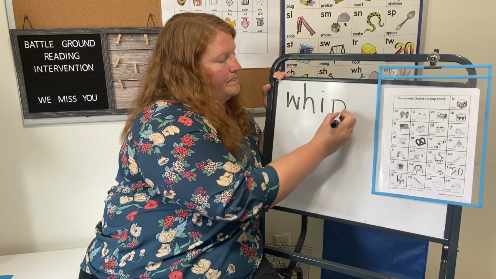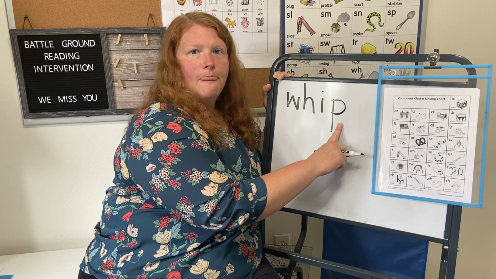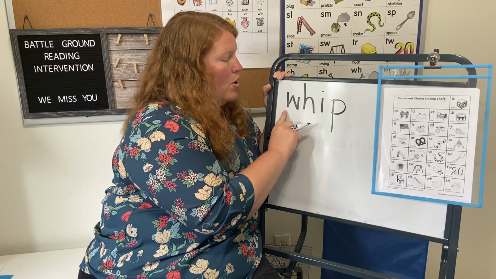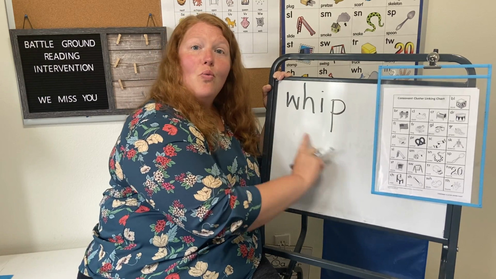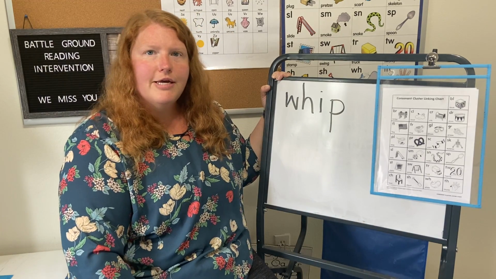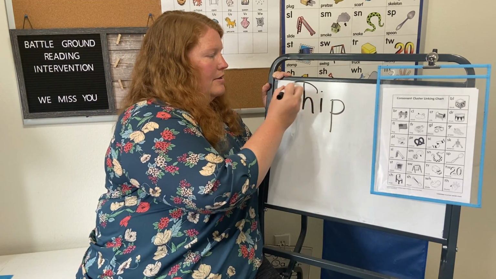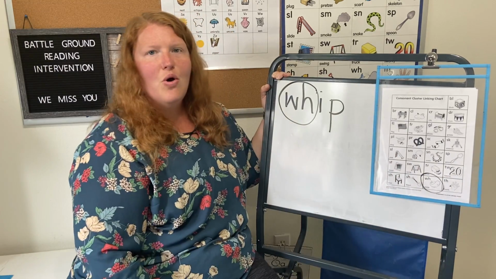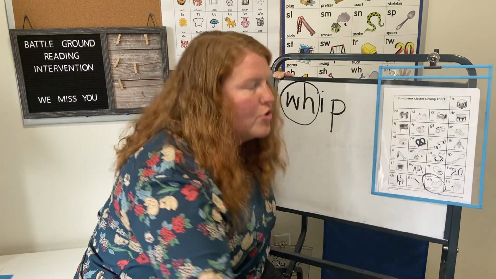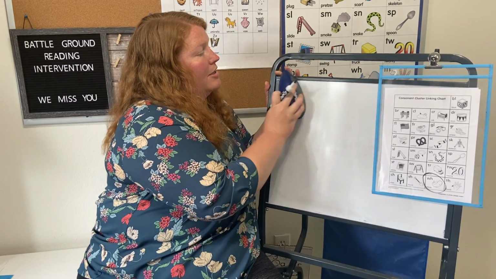Last sound. Sound. P. Put it all together. W, I, p. Whip. Whip. Where is our digraph? Right here at the beginning of the word, just like whale. Whip and whale. Great work. Let's try another one.